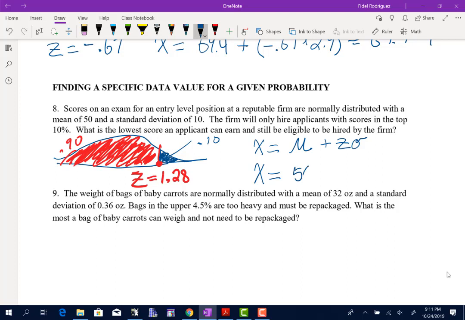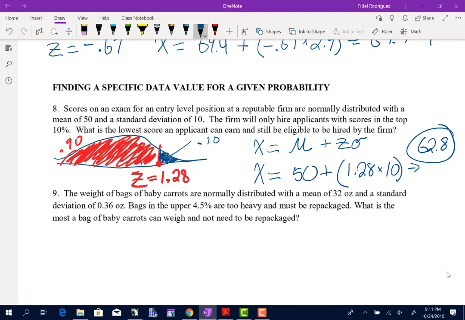50. Okay. Plus, I'm going to do parentheses. What did we get for our z-score to be? 1.28. Okay. Times, what was our standard deviation? 10. Okay. And let's see what we come up with. So I want to say, is it 62.8? 62.8, right? Okay. So what that's telling me is the lowest score that somebody can earn would have been what? 62.8, right? Because that's going to give me the top 10%, right?